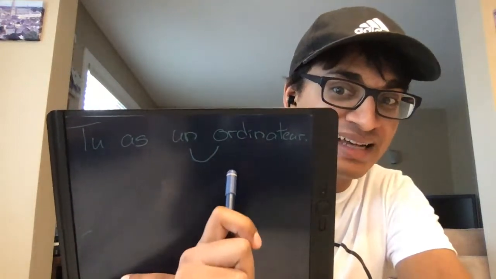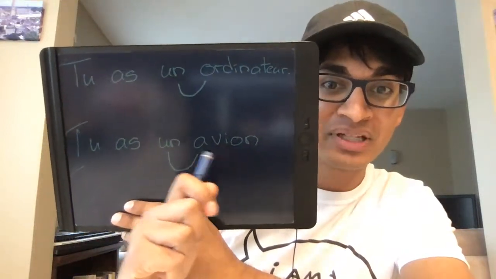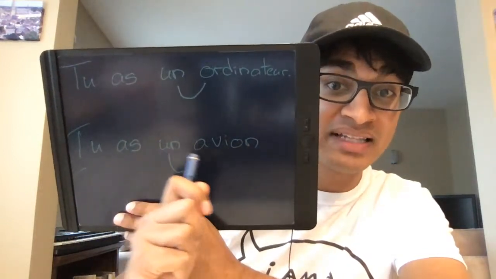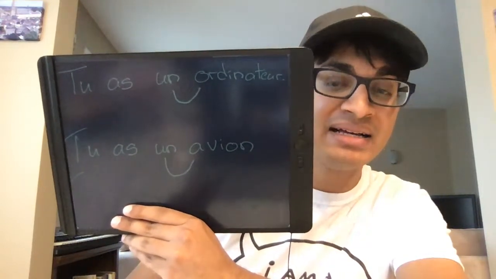I'll give you a similar example so you can just see that in action. Let's do, hopefully you probably don't, but let's do it anyway. Tu as un avion. So this N connects to the A. Un avion means airplane. Tu as un avion.